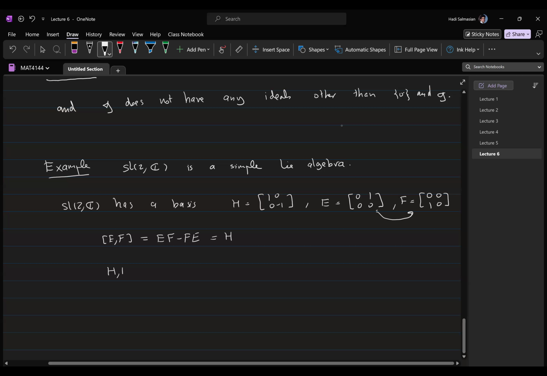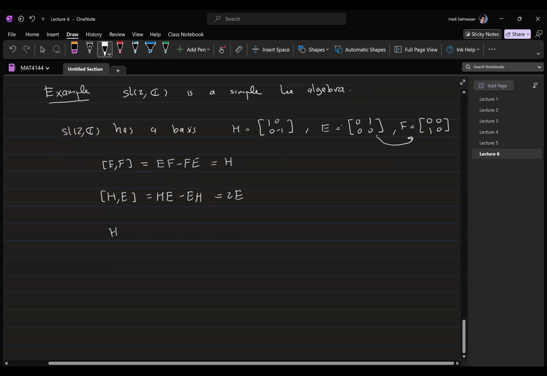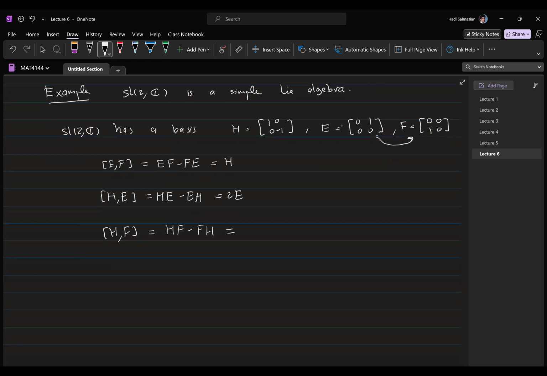And now what about HE? When you do this calculation, HE minus EH, you end up with 2E. And HF, can you guess what you get? Any suggestion? It's a matrix calculation. Can you do it in your head? Minus 2F. Yeah.